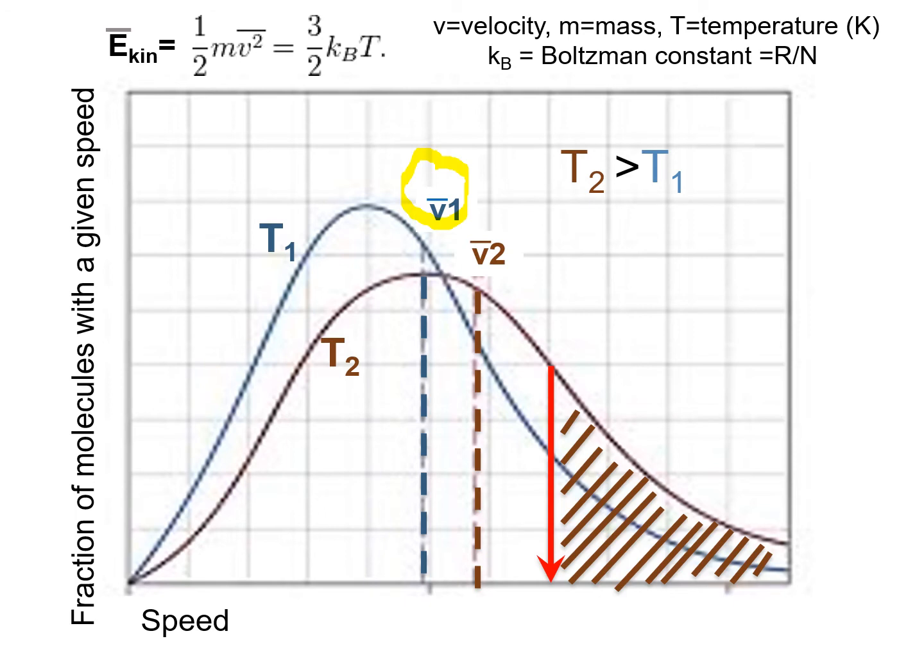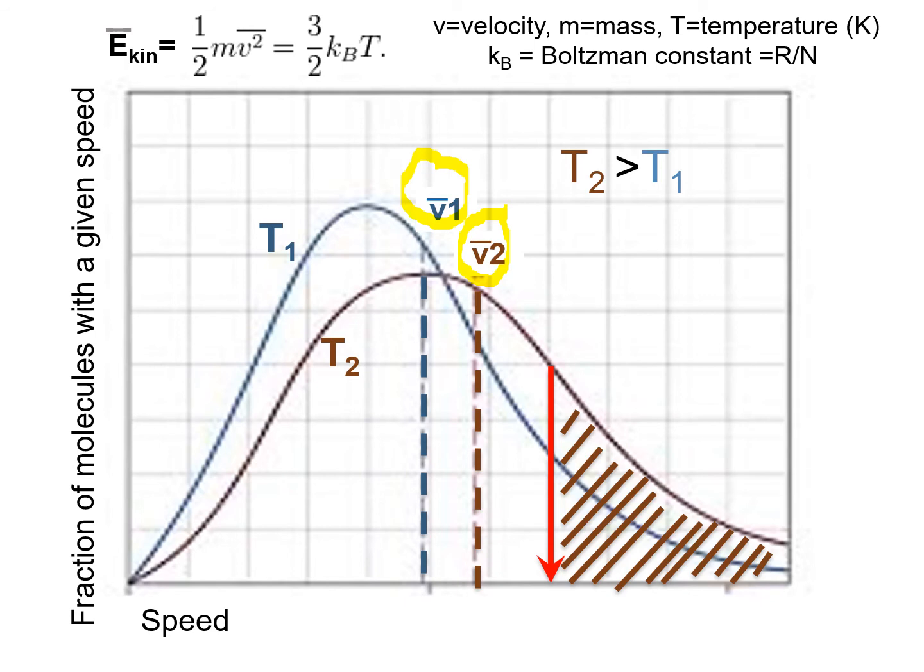The idea is that if we increase the temperature and we go to a higher temperature, T2, the average velocity is higher. So the distribution kind of moves towards the right, also gets a little bit wider. So we kind of flatten the curve a little bit.